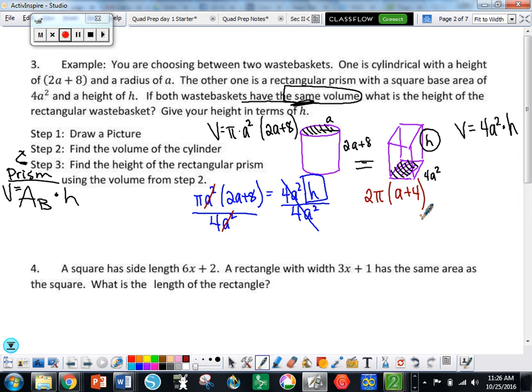Okay. What's happening on the bottom? A 4. Can anything else simplify? The 2 and the 4 becomes a 2. So what's my height of the whatever that is? H equals what? Pi times A plus 4 all over 2.